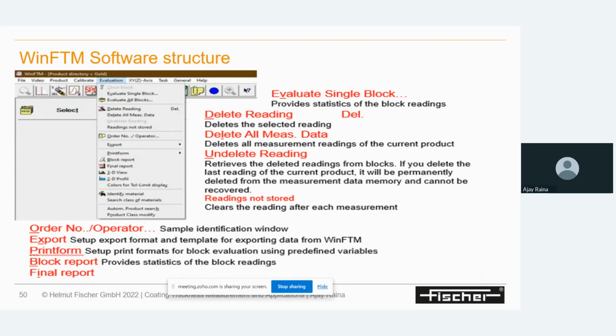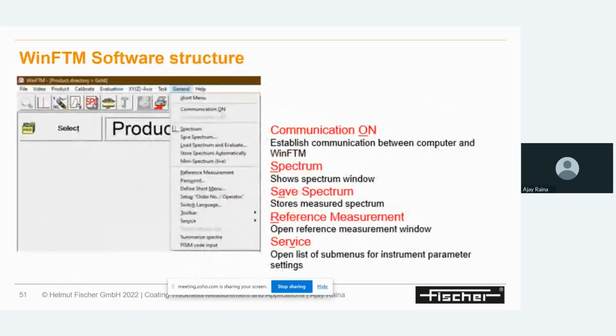And if you want to save your sample information, we have an option of order number. You can give the sample information, you can export your files, you can set up a print form, you can block report, and you can have a final report as well. And from the general menu, you can switch the communication on or off. You can save your spectrums, you can take the reference measurement, and you can go to the service options also.